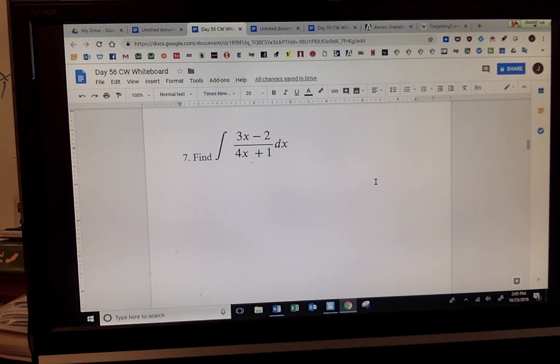Okay, if you understood the previous one, what should I do first then? What's the number that 3 and 4 go into? 12. So I should multiply the top by 4 and balance with a 1/4. So rewrite it. So it's 1/4 integral 12x minus 8 all over 4x plus 1 dx. Okay, problem solved. Okay, do long division yourselves. Go on. So it's 12x minus 8 over 4x plus 1.